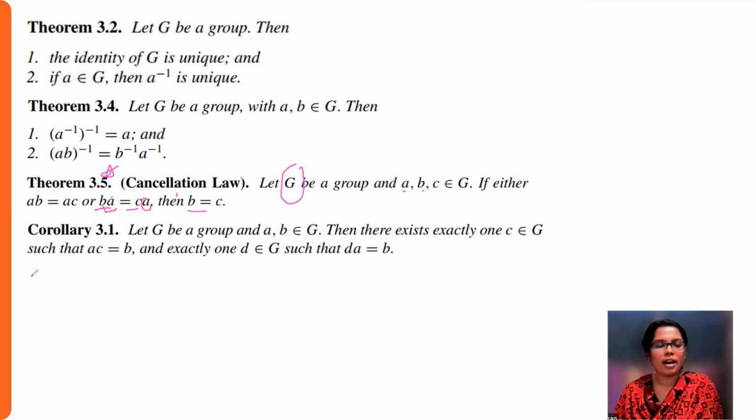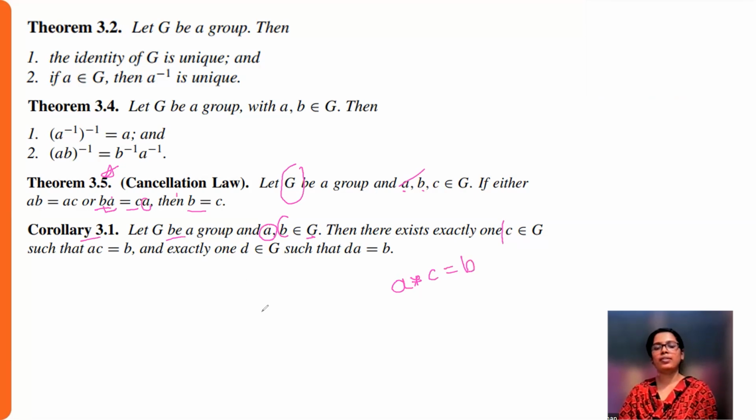Okay, now the third property we have: suppose G is a group and A and B are two elements in G. Then they are saying that we will get an element C such that, so we don't know what the property or the relation between A and B is, but if we take any two elements in the group G, we will always get an element C such that if we take the binary operation of A with C, it will give us the element B.